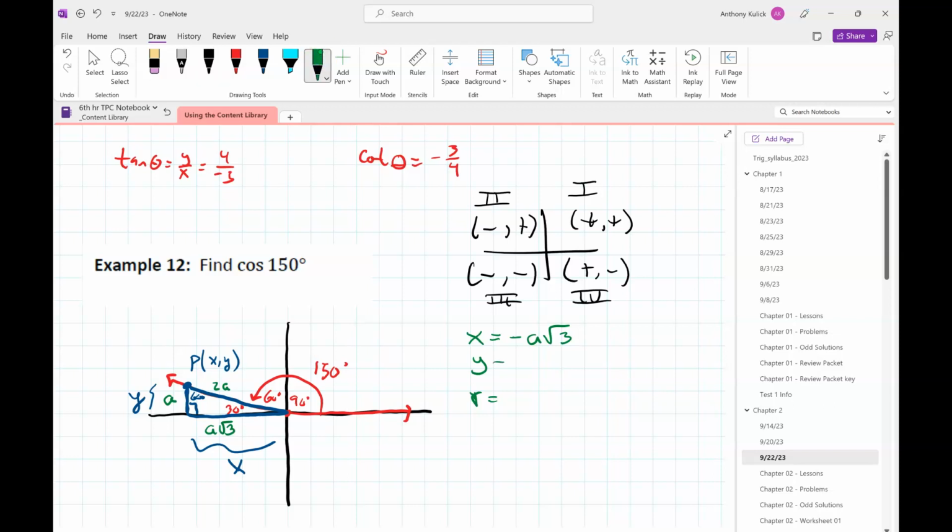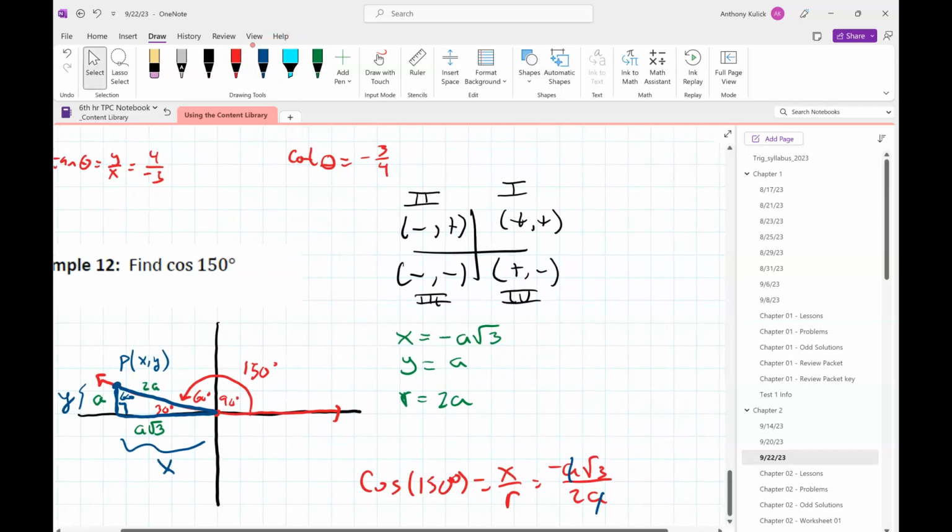Okay. What's my value for Y? A. And what's my value for R? 2A. So if I want to do cosine of 150, then I know that's X over R. So it is negative A root 3 over 2A. And the A's reduce out, and I'm left with negative root 3 over 2.